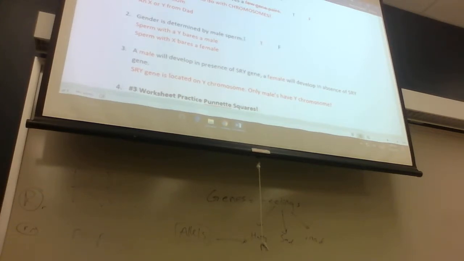So, when gender is inherited, it involves a few gene pairs. This is false. Inherited gender has to do with your chromosomes, not your gene pairs. Gender is determined by male sperm. This is true. So the men are the ones who really decide.